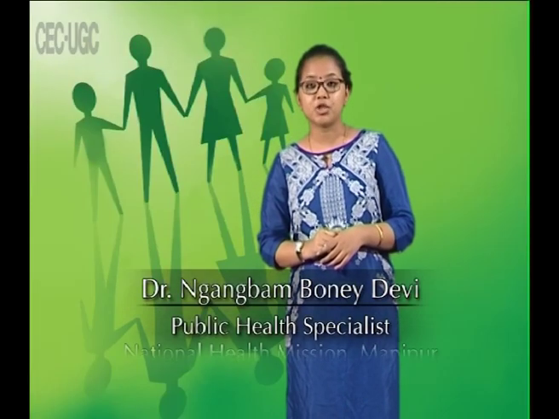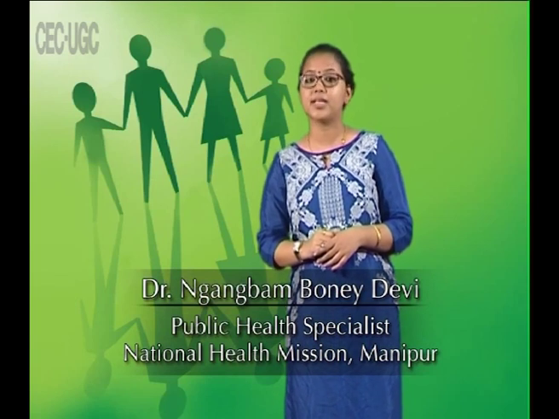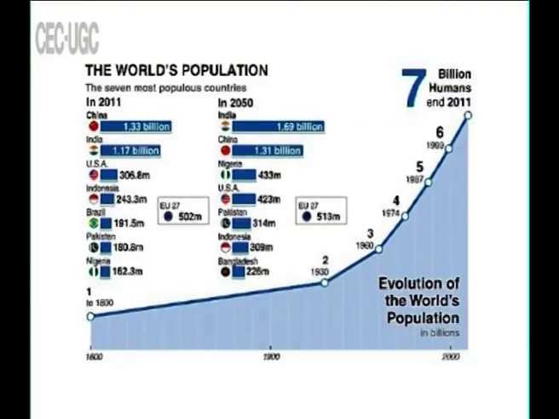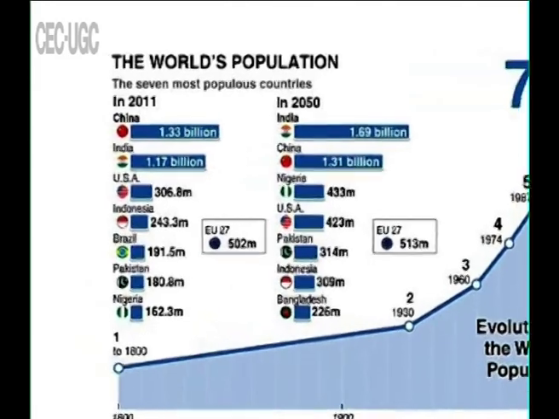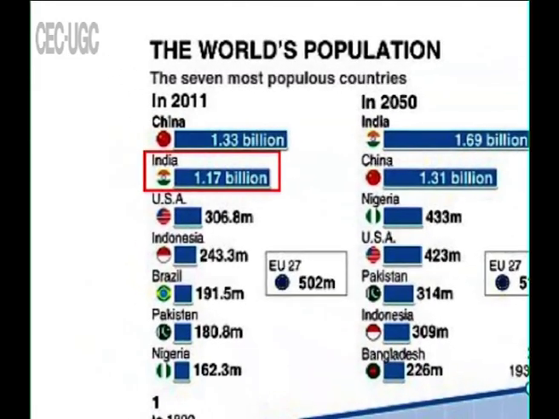With a population of 1210 million as per the census 2011, India is the second most populous country in the world, next only to China, whereas it is seventh in land area. With only 2.4% of the world's land area, India is supporting as much as 16.87% of the world's population.